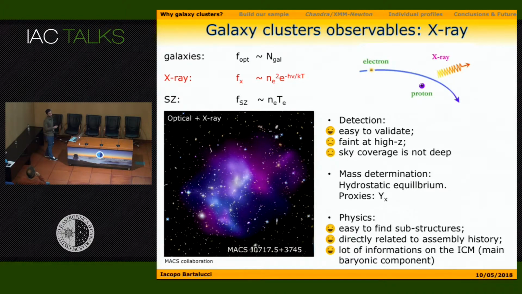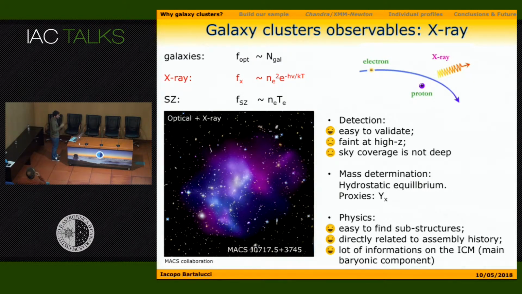Then the X-ray is very good for mass determination. You can assume that there is the hydrostatic equilibrium between the gas and the dark matter potential, and so we can infer the mass of the cluster, and we can also use some proxies. For example, here we can use YX, which is a proxy that measures, if you want, the pressure of the gas, which is somehow related to the total mass content of the cluster.